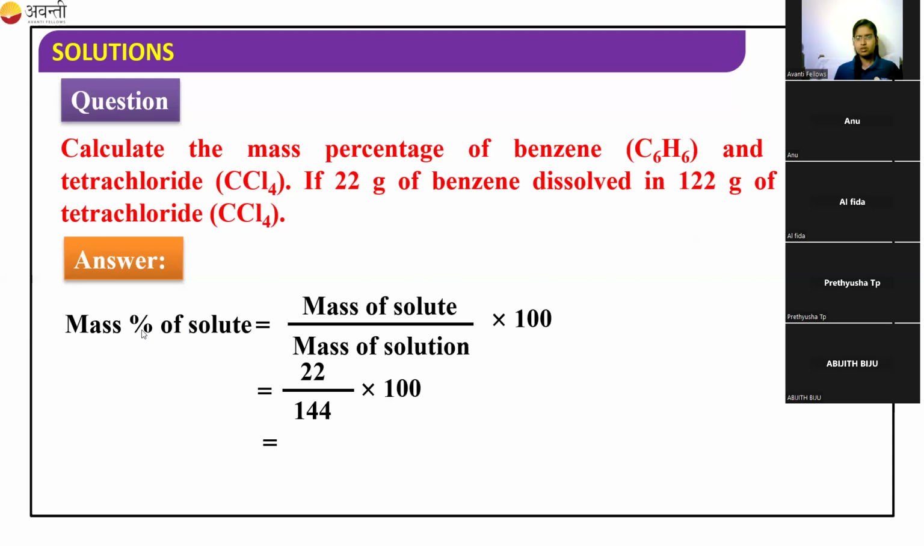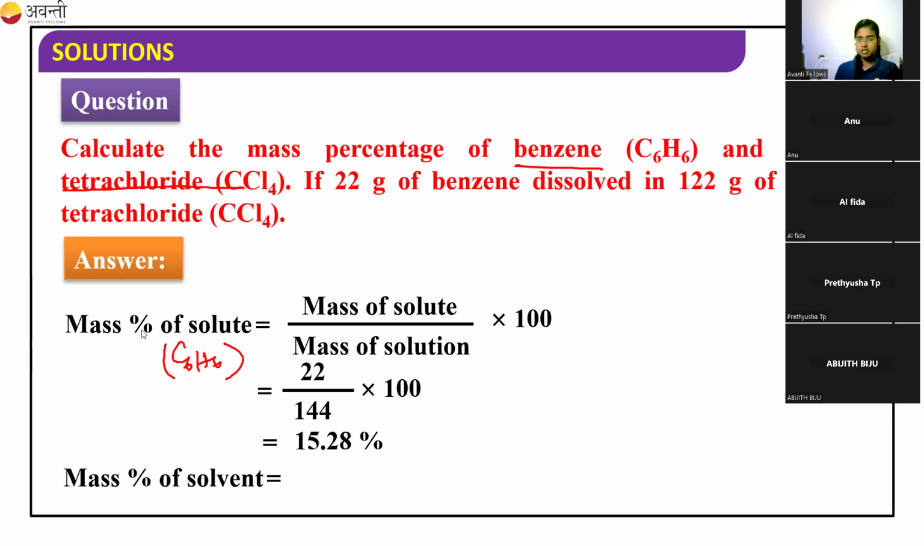Very good, very good. It is 15.28%. It is the mass percentage of the solute. But we have to find out the mass percentage of both benzene and carbon tetrachloride. Solute is benzene, we have got it. Now what is the mass percentage of solvent, which is CCl4?